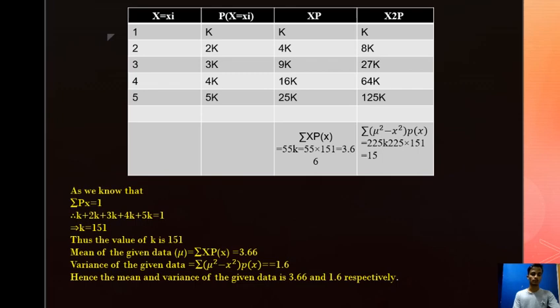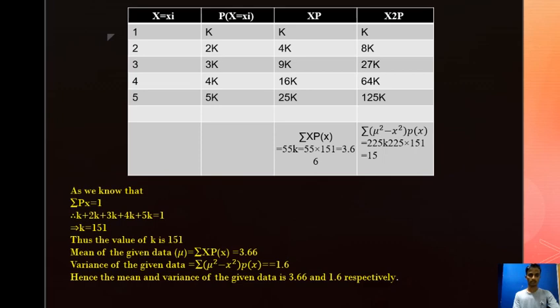Thus, the value of k is equal to 151. The mean of the given data mu is equal to summation of x into p of x, that is equal to 3.66, and the variance of the given data will be equal to summation of mu square minus x square into p of x, that is equal to 1.6. Then the mean and the variance of the given data are 3.66 and 1.6 respectively.